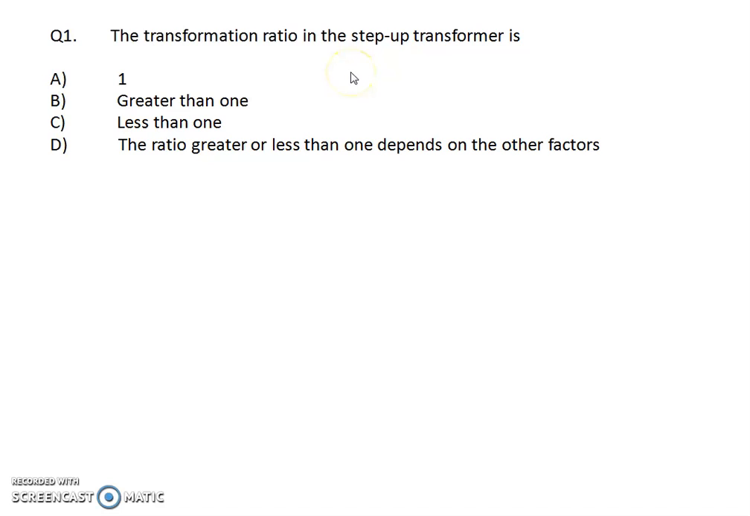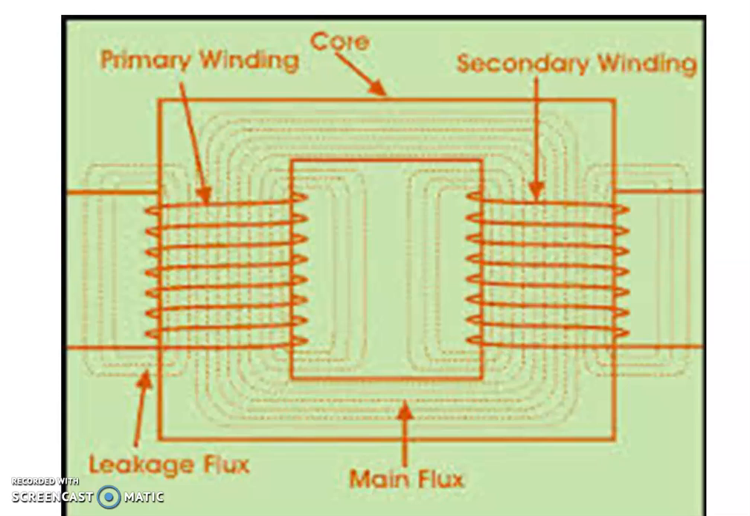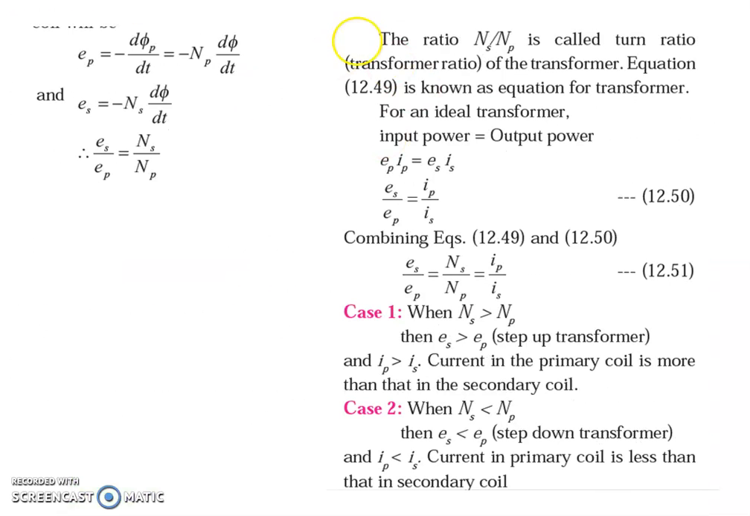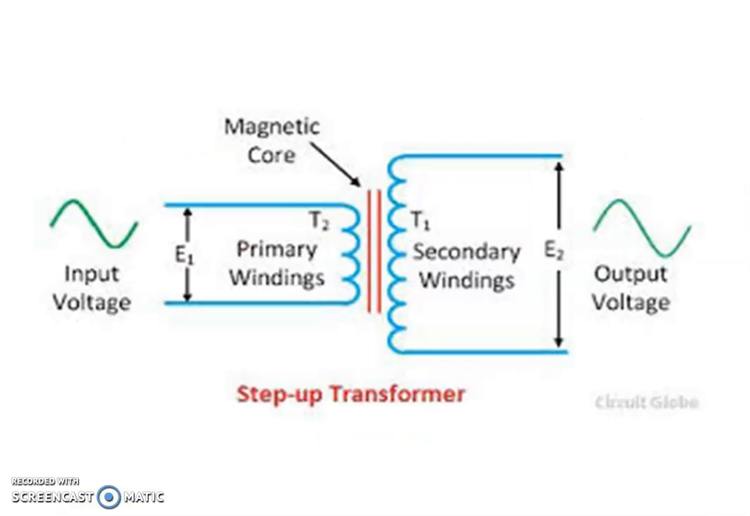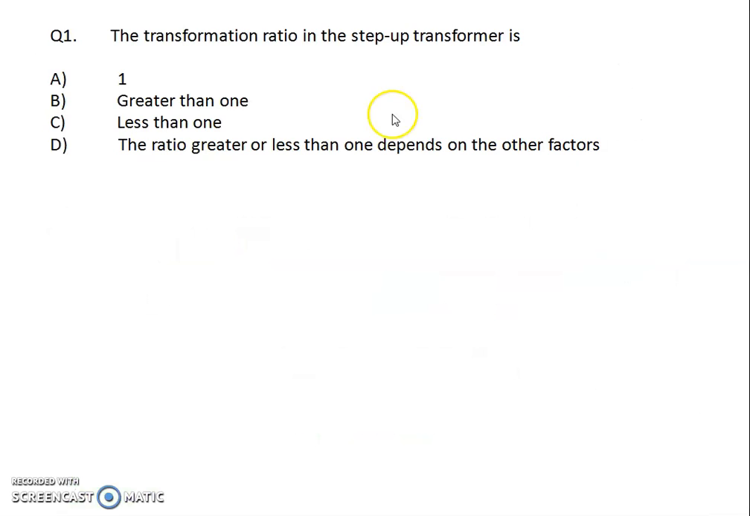So for a step up transformer, you know that the transformation ratio is always greater than 1, because we have seen what the transformation ratio is. The transformation ratio is defined as Ns upon Np. So for the step up transformer, the number of turns of the coil in the secondary coil is more than that of the number of turns in the primary coil, and therefore this ratio is always greater than 1.